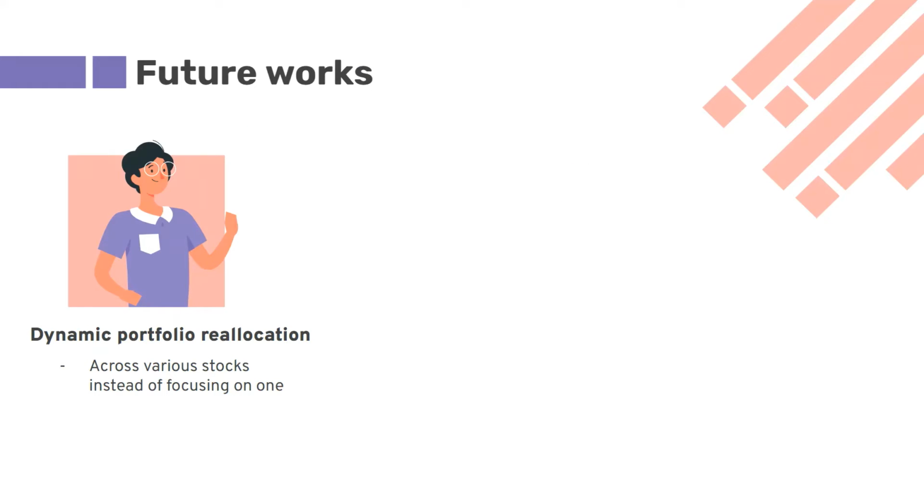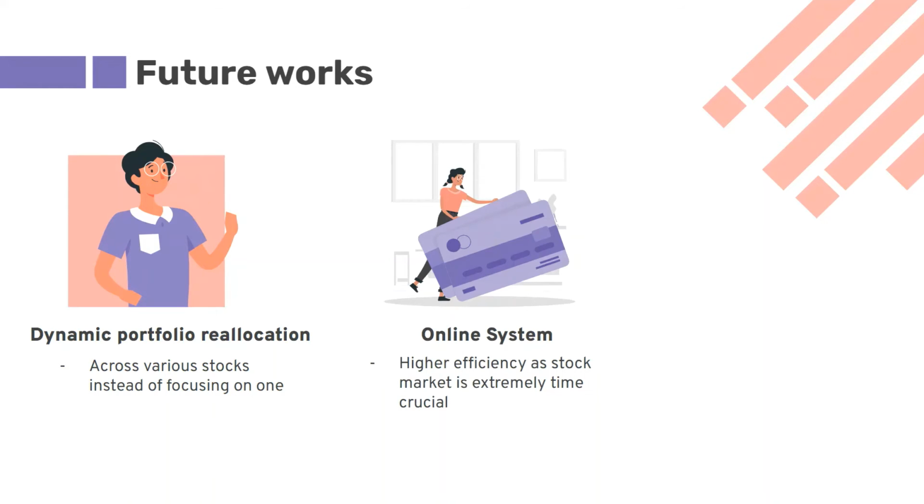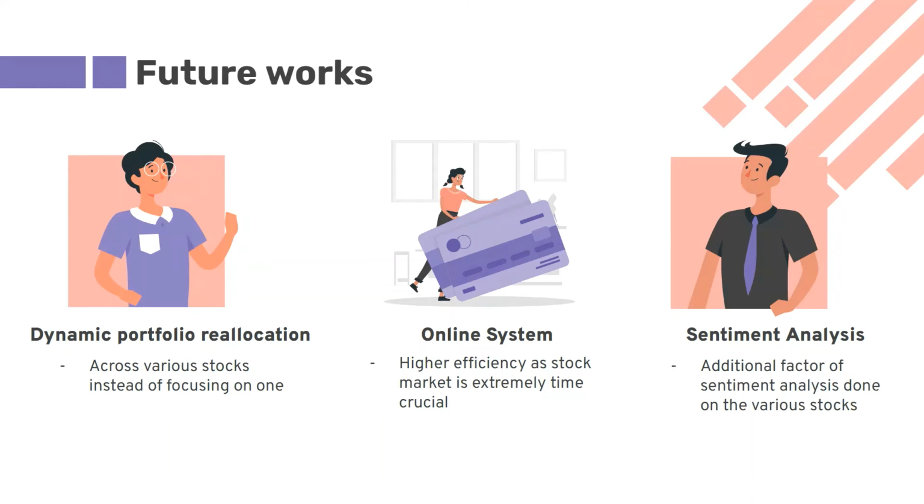Here are some of the suggestions for future work. Firstly, the system can be used to reallocate the portfolio dynamically across various stocks instead of focusing on one at a time. Next, it can be an online system instead, as the stock market is time crucial. Lastly, is to implement sentiment analysis as one of the factors.